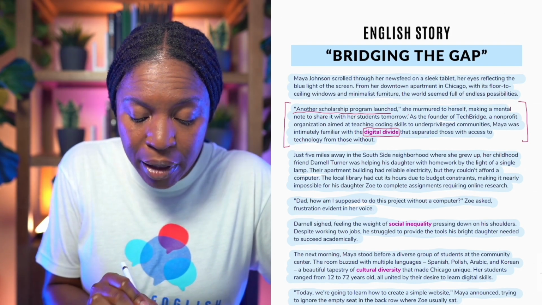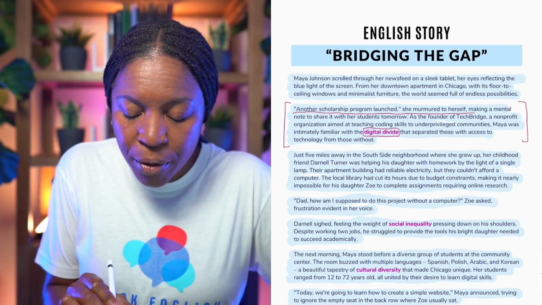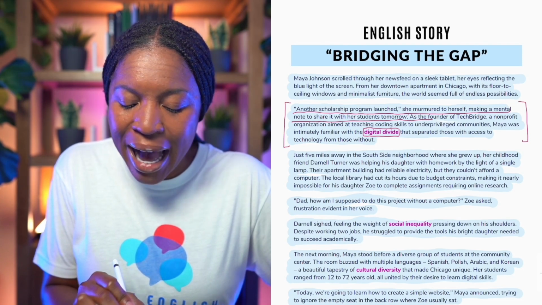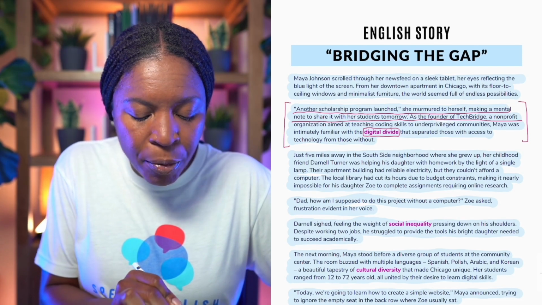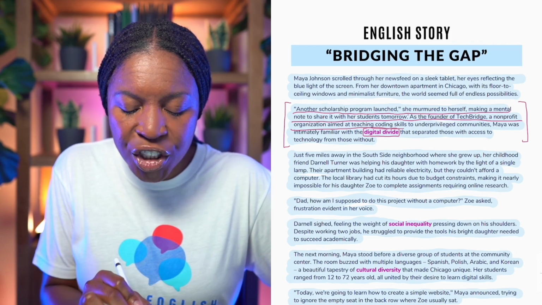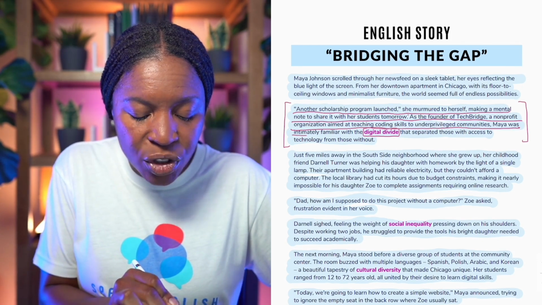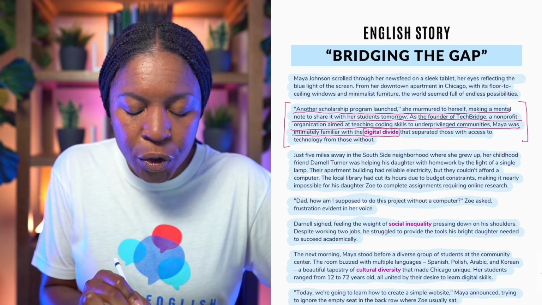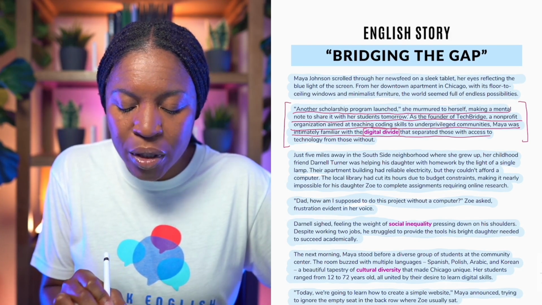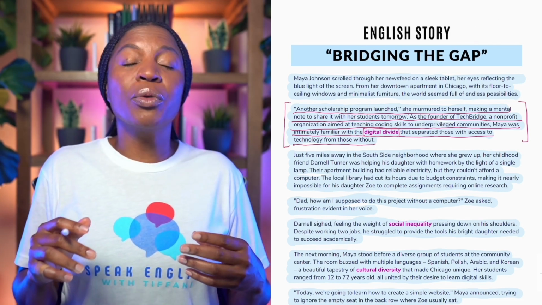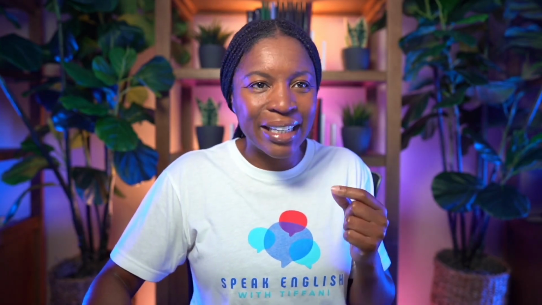Another scholarship program launched, she murmured to herself, making a mental note to share it with her students tomorrow. As the founder of TechBridge, a nonprofit organization aimed at teaching coding skills to underprivileged communities, Maya was intimately familiar with the digital divide that separated those with access to technology from those without. So now we see how this term digital divide was used in our story. It's time for us to move to our second term.